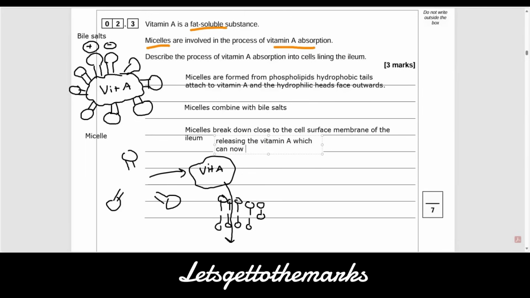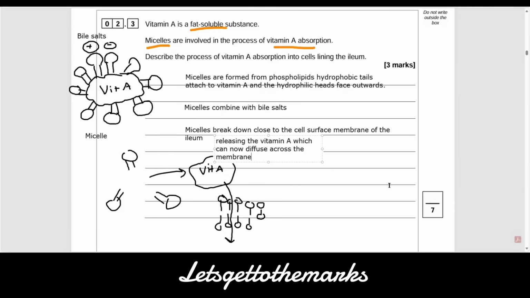can now, sorry, every time I do a spelling mistake, I make a stupid noise. It's like a glitch in the system. Releasing the vitamin A, which can now diffuse across the membrane. I've already said cell surface membrane. I'm not going to mention that again because it's just long.